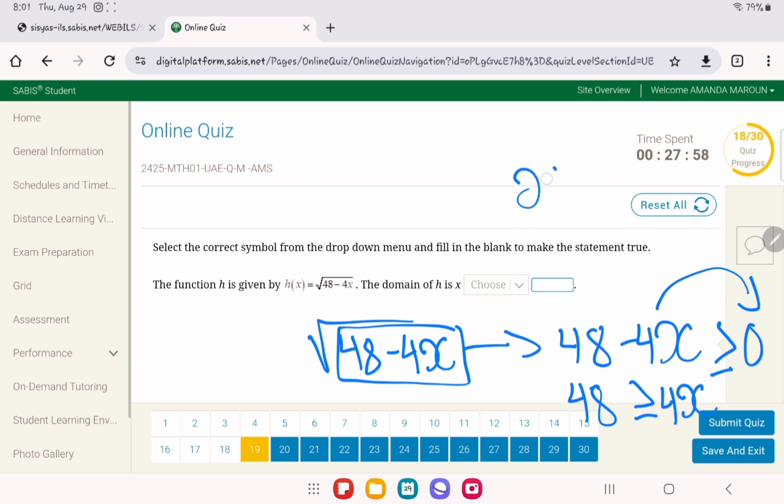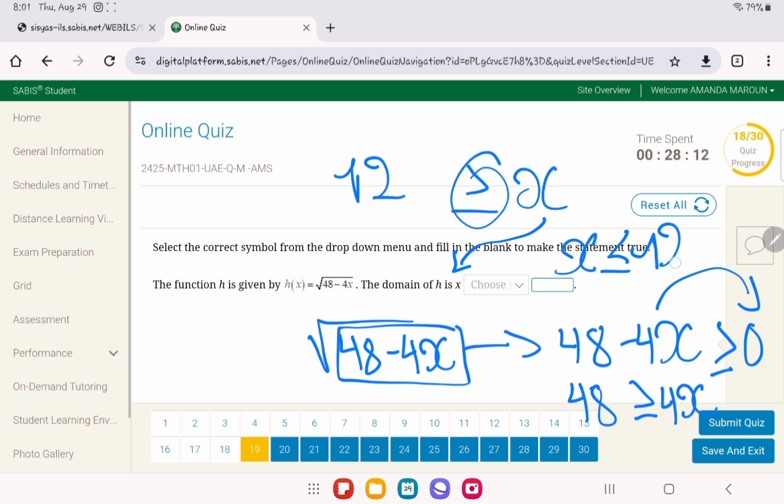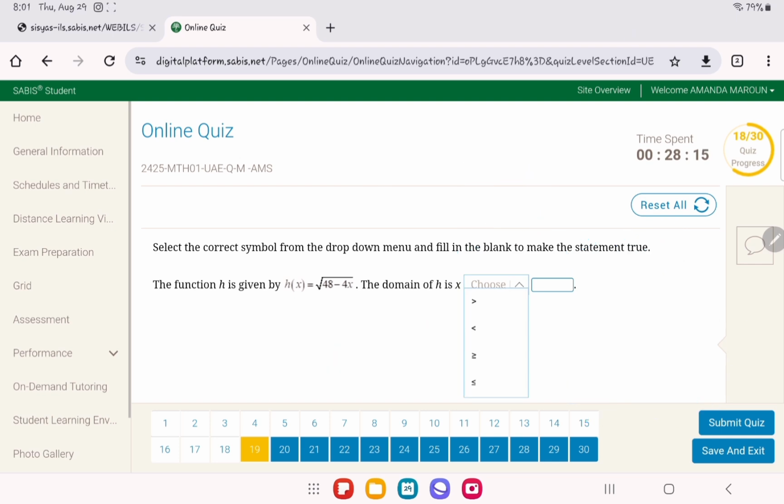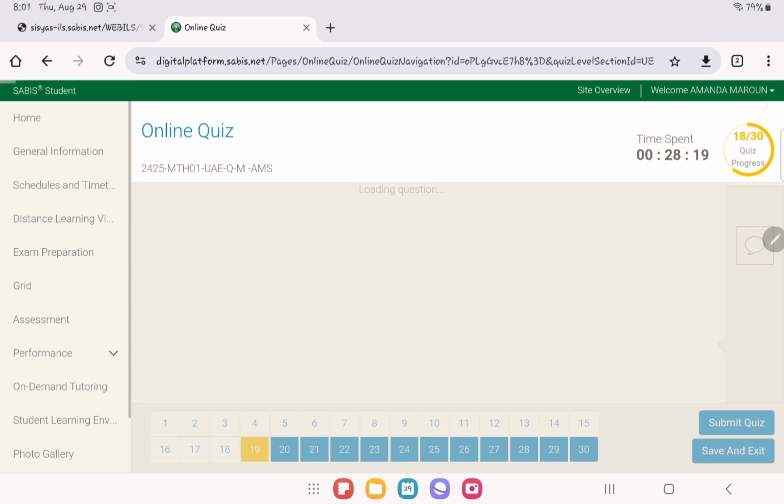So now 12 is greater than or equal to x. Here, they started with x, so all you have to do is flip the sign. That means x has to be less than or equal to 12. So x is less than or equal to 12. Number 20.